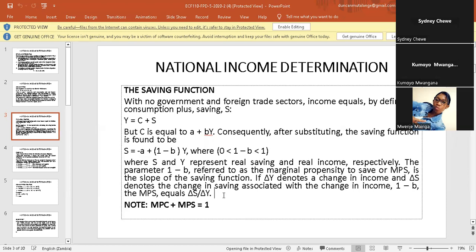So therefore, you can just write this down: the MPS shows us how savings change when income changes. That's what it shows us. Obviously when people's income changes, their level of savings also changes. So let's say, for example, you start earning more money. Obviously, the probability that you'll be saving money will be high, because now you have more spare income that you have no plan to spend. So you'll be saving it more.